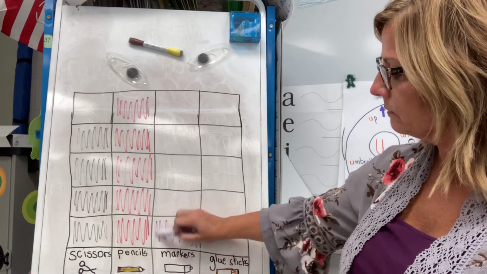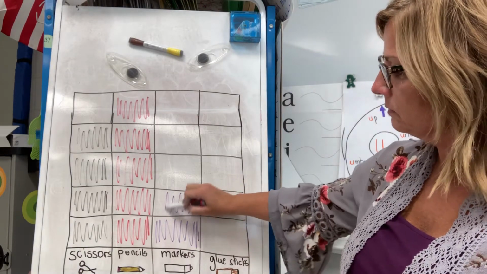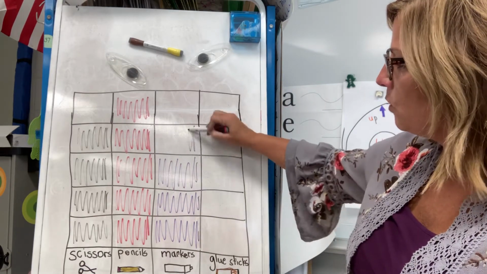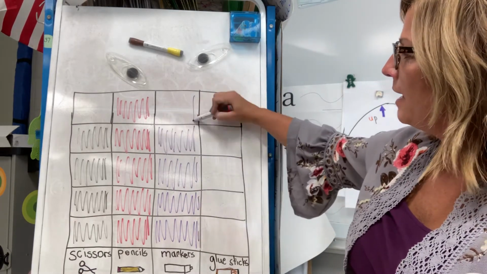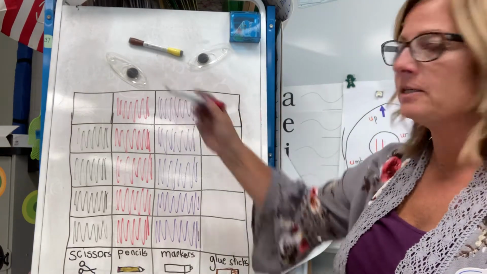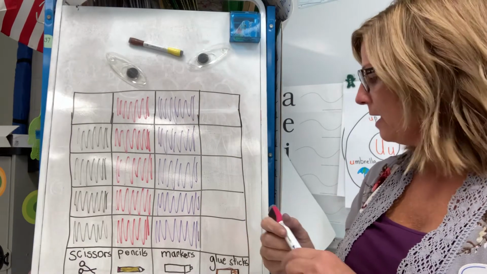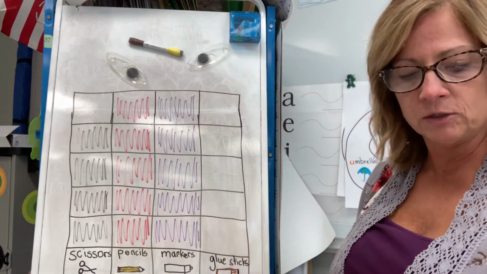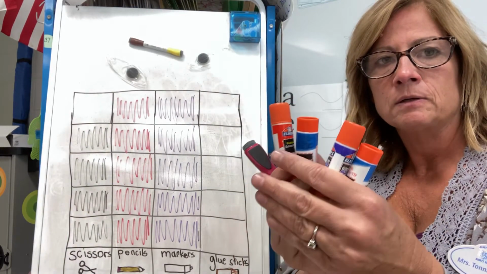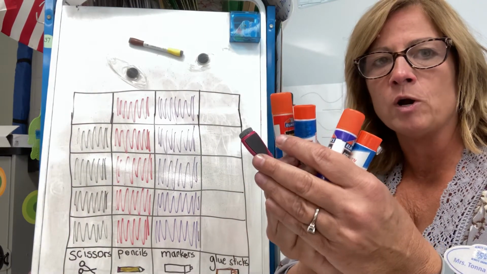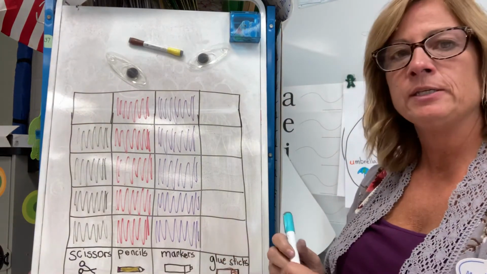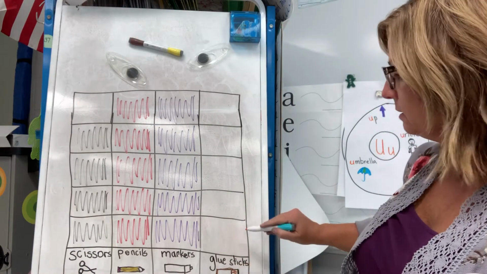1, 2, 3, 4, 5. Okay, so they both went all the way to the top, right? Okay, and we have one thing left, and that was the glue sticks. Okay, here are the glue sticks. There were 4 glue sticks. So we're only going to color in 4 of the boxes.